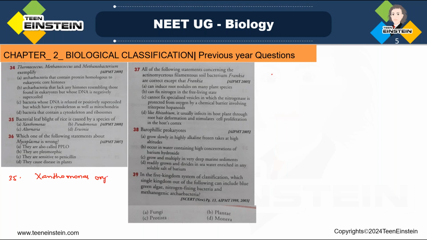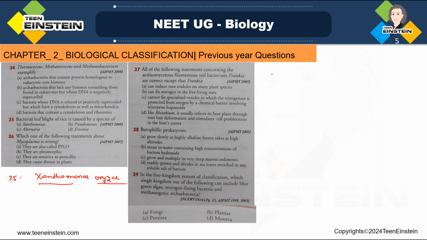Xanthomonas oryzae. Okay. And what about the other organisms? Pseudomonas, Pseudomonas canerubianis, that causes red stripe of sugarcane. Okay. And Alternaria, that causes early blight of potato. Okay, so you have to find out which diseases the other options are causing. So here itself you can learn 3 to 4 diseases, right? And we are moving to the next question, question number 36.